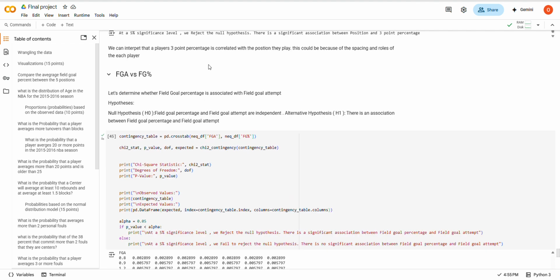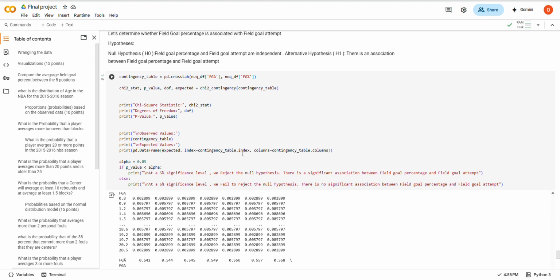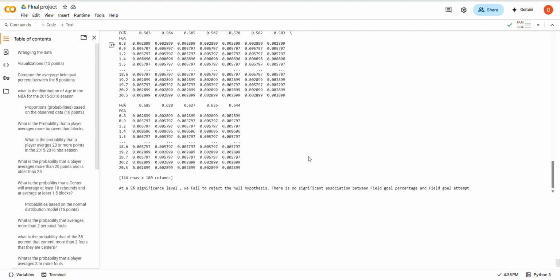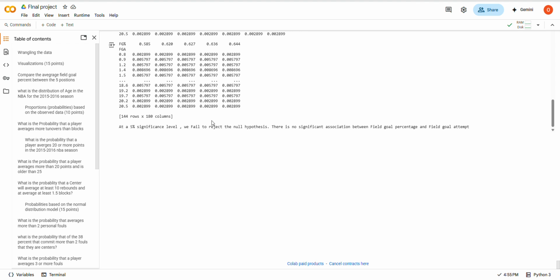And then here we're doing another one where we determine whether field goal percentage is associated with field goal attempts. The null hypothesis is that field goal percentage and field goal attempts are independent. The alternative is that there is an association between these two. We did the exact same thing that we did up here, and after doing so, we failed to reject the null hypothesis, and there was no sufficient association between the field goal percentage and the field goal attempts.